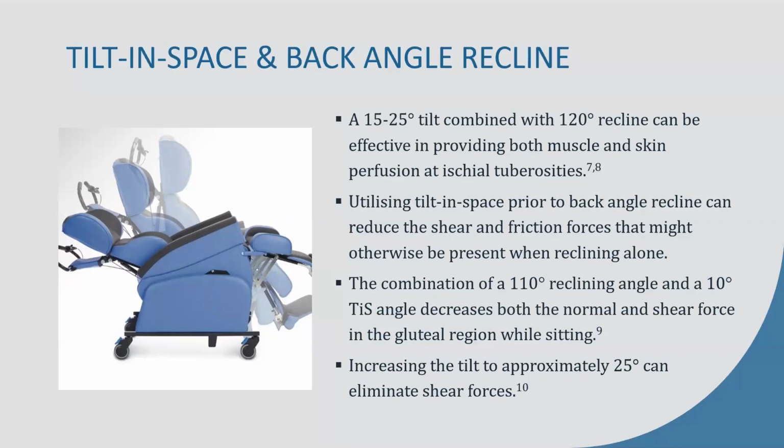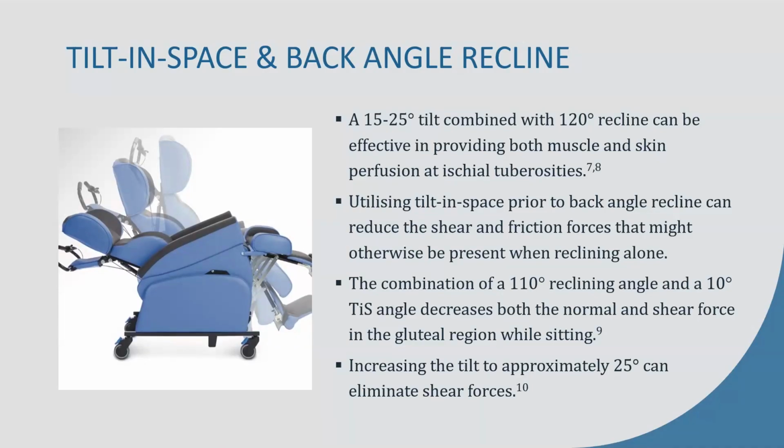Now, research has shown that a 15 to 25 degree tilt combined with 120 degrees of recline provides both muscle and skin perfusion at the ischial tuberosities. So utilising tilt in space before back angle recline, it's just important really that we do that tilt first to utilise gravity before back angle recline, to reduce that shear and friction that we might see with only using back angle recline.